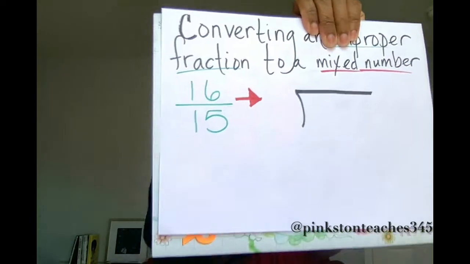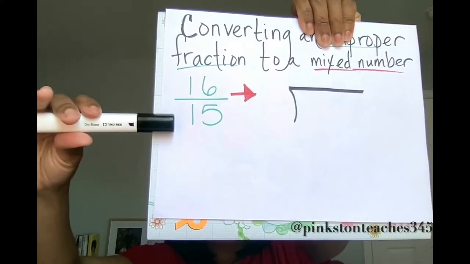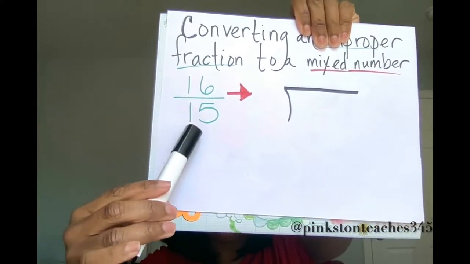That's the bracket. 16 and 15, they're right here. So 15 is our denominator. When you're converting improper to mixed, your denominator stays the same. It does not change. Your denominator will be your denominator, okay? Your numerator will do some changing up, but your denominator will stay the same, okay?